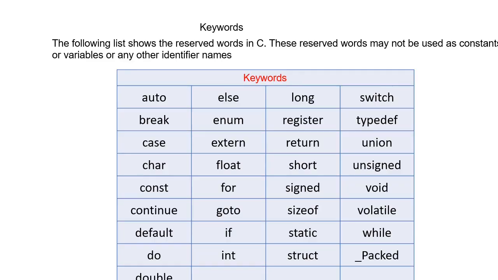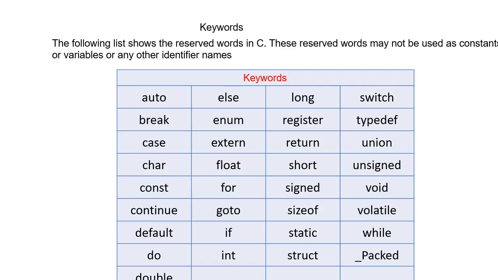Then keywords. What are the keywords? In C language, keywords are used for a special purpose. Keywords have their own meaning in C language and they are not used as a variable or constant. Let us see what the keywords are. There are 32 keywords in C language. You can see these: auto, else, long, switch, break, enum, register, and so on. They are used for special purposes and have special meaning. All keywords are written in small letters or lowercase.